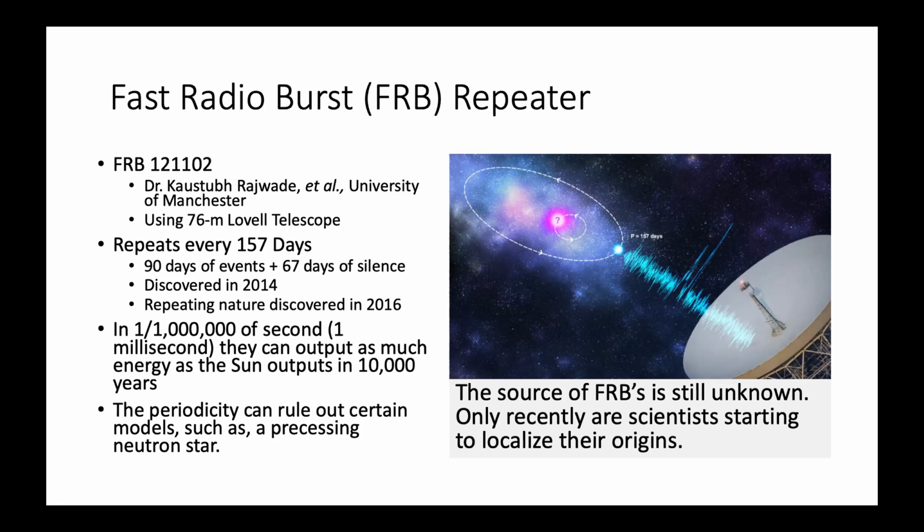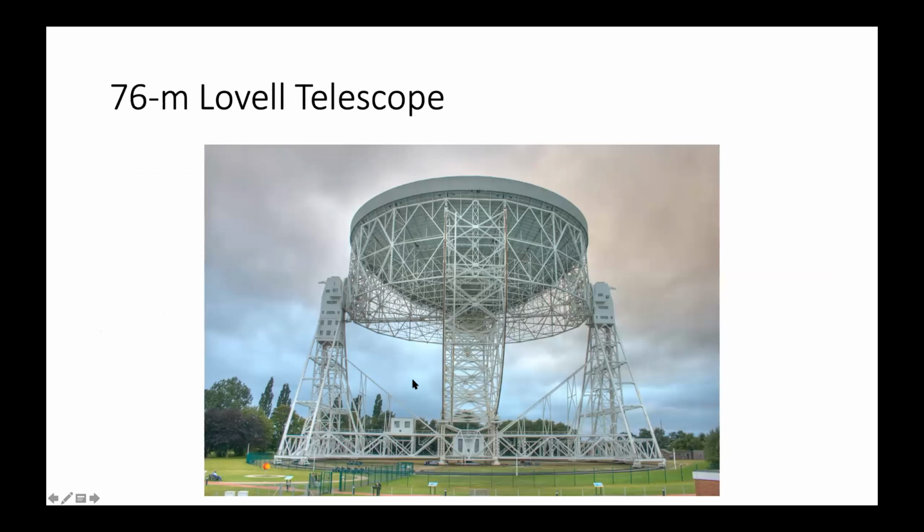Although when the military put up their satellites to measure for nuclear testing, they thought nuclear bombs were going off every second, and it turned out to be these gamma ray bursts. That's actually how they were discovered. So this was done at the 76-meter Lovell telescope, and this is just to give you an idea of the scale. There's a person right there, and here's the telescope.